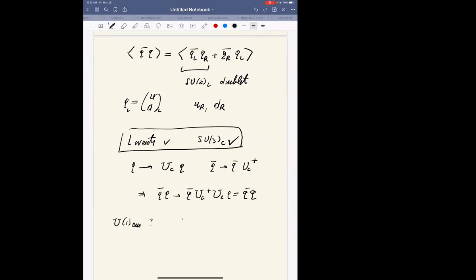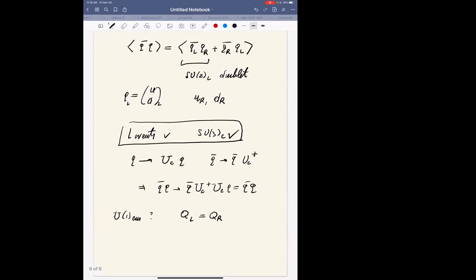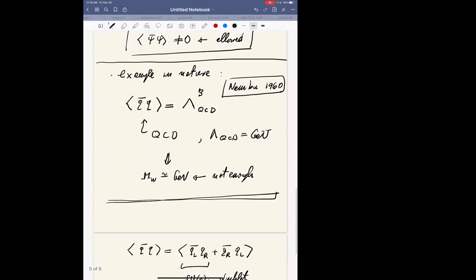Well, QL is equal to QR. So again, this is neutral. So this checks. Again, another symmetry unbroken. Very good. And as you tell, is broken, and so on and so forth. This is how we reason.